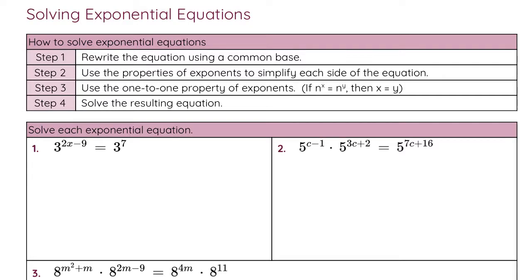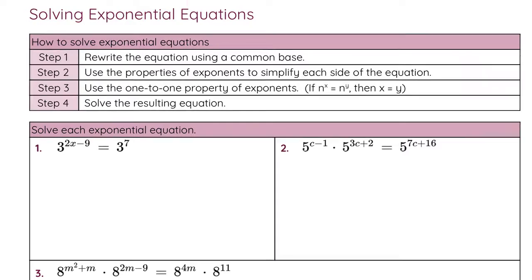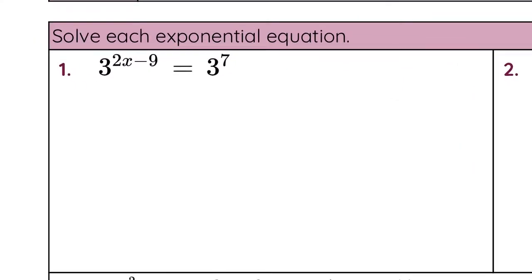So let's look at the first example. We have 3 to the 2x minus 9 power is equal to 3 to the 7th power. If you remember the steps from above, you always want to make sure that they have the same base, which they both have 3 as their base. So step 1 is already done for us. Step 2 is you want to simplify each side of the equal sign. But right now, I only have one term on each side. So again, that's kind of already done for us.